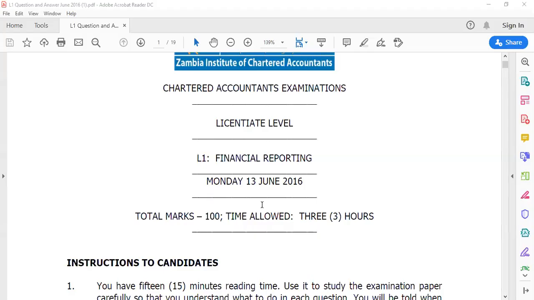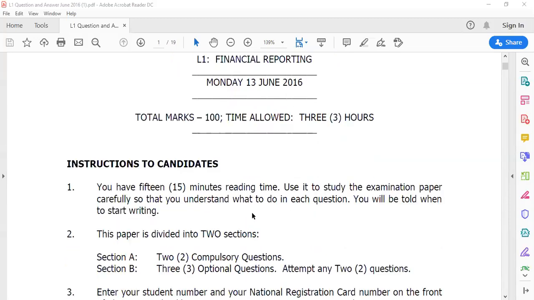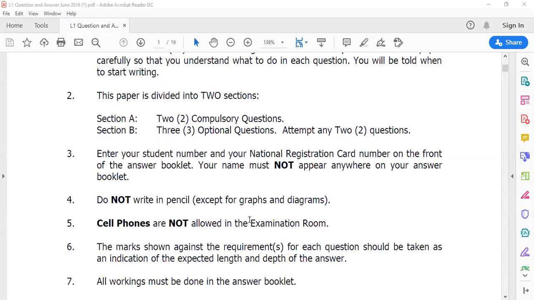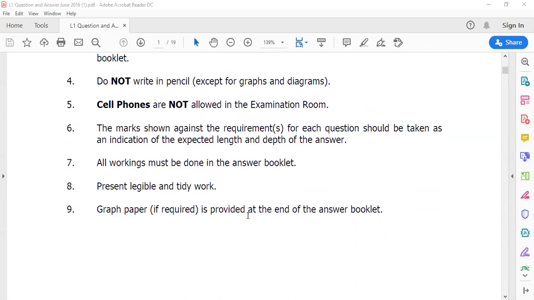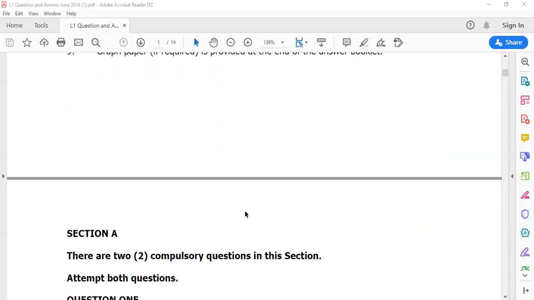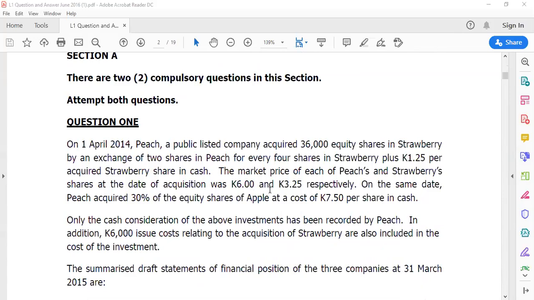Okay, so today we're going to do a question from the ZICA June 2016 past exam paper. The reason why I've chosen this question is because it has got many additional adjustments. We're looking at share exchange in this question, and then we're also looking at the additional consideration. So it has got a cash consideration and also share exchange. So it's a beautiful question.